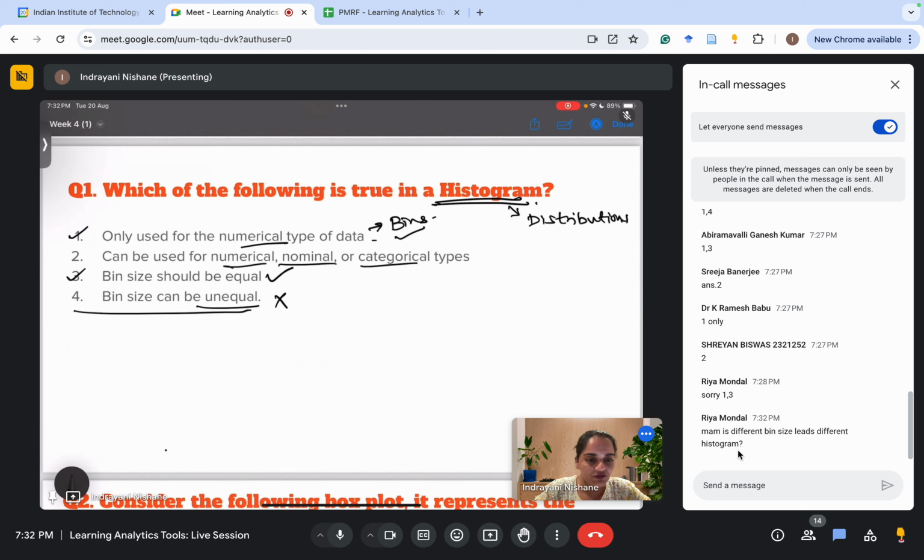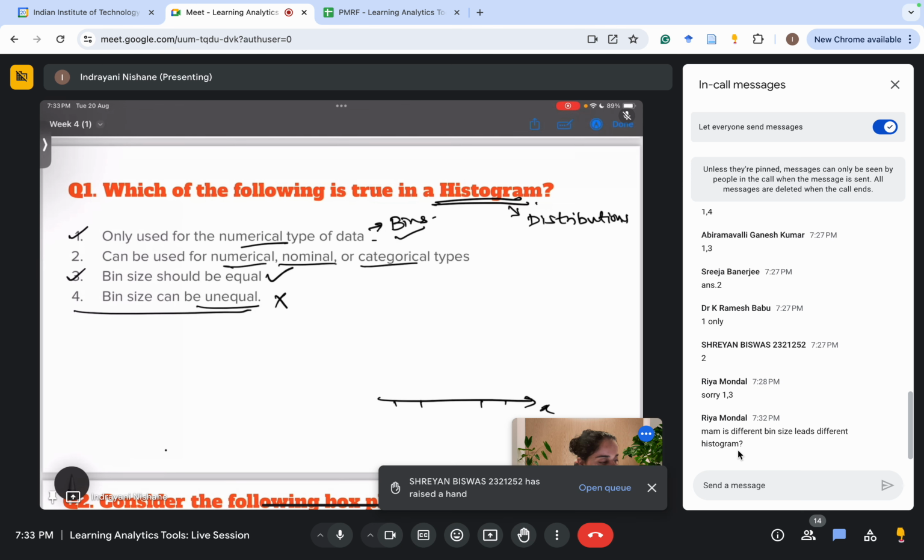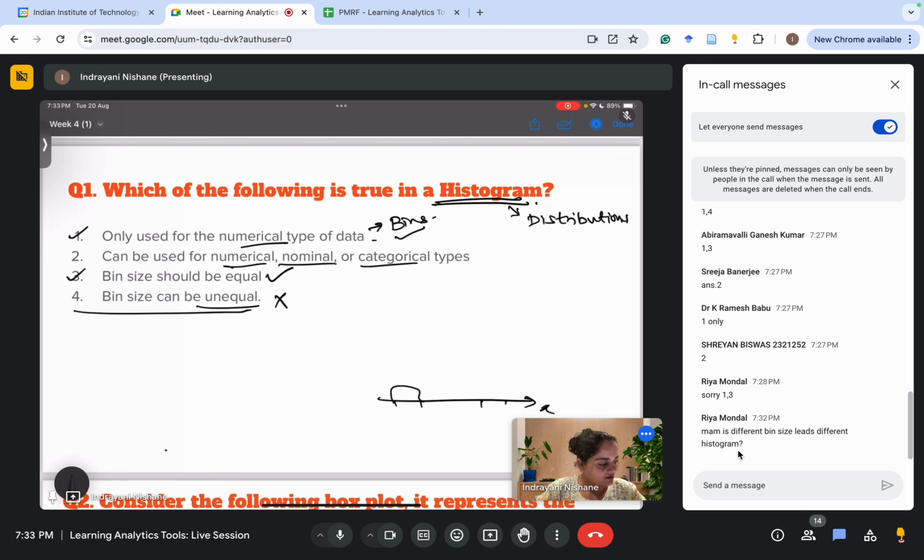Does different bin size lead to a different histogram? Not really. The appearance of the histogram will change, because the x-axis will not be equal interval. It will be like this, and then suddenly like this, and then suddenly like this. I'm not sure if this is a correct explanation, but Pravida ji, if you have a concrete answer to this question, does different bin size lead to a different histogram, then please feel free to add.